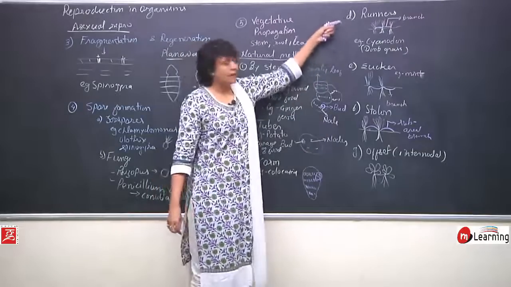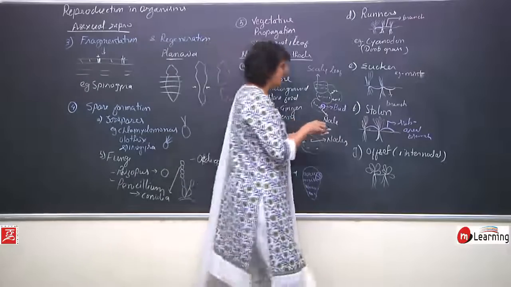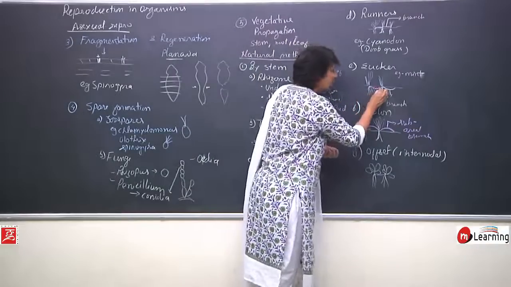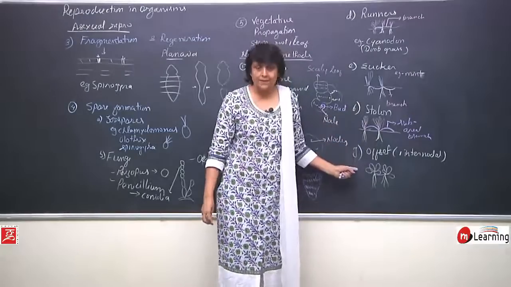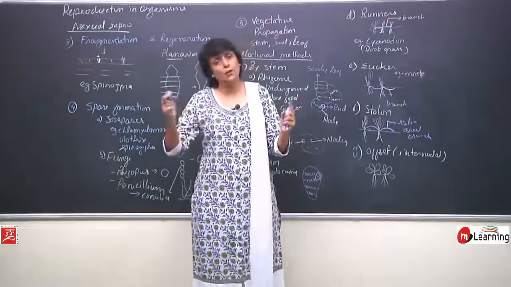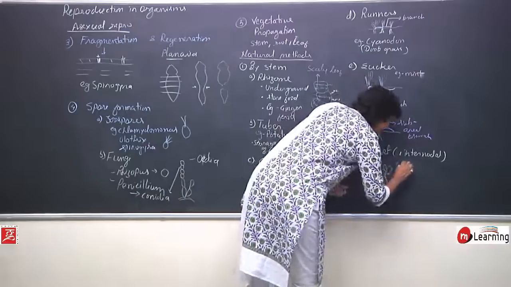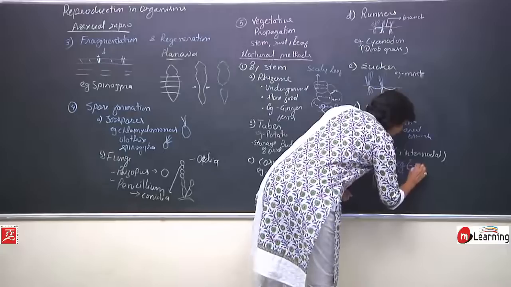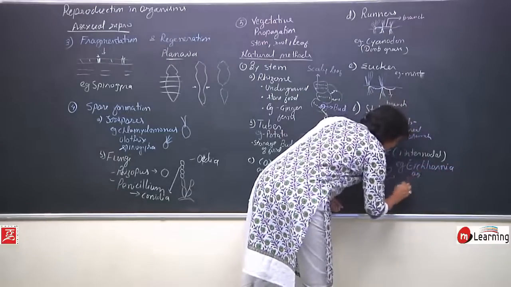Whereas in case of runner, sucker or stolon, there can be multiple internodes. That means there can be one node here, but that does not give rise to a new plant, next node, third node and so on. So there can be more nodes and internodes, but in case of an offset, there is always one internodal. That means from one node, one plant, other node, other plant. The example of offset is Eichhornia or water hyacinth.